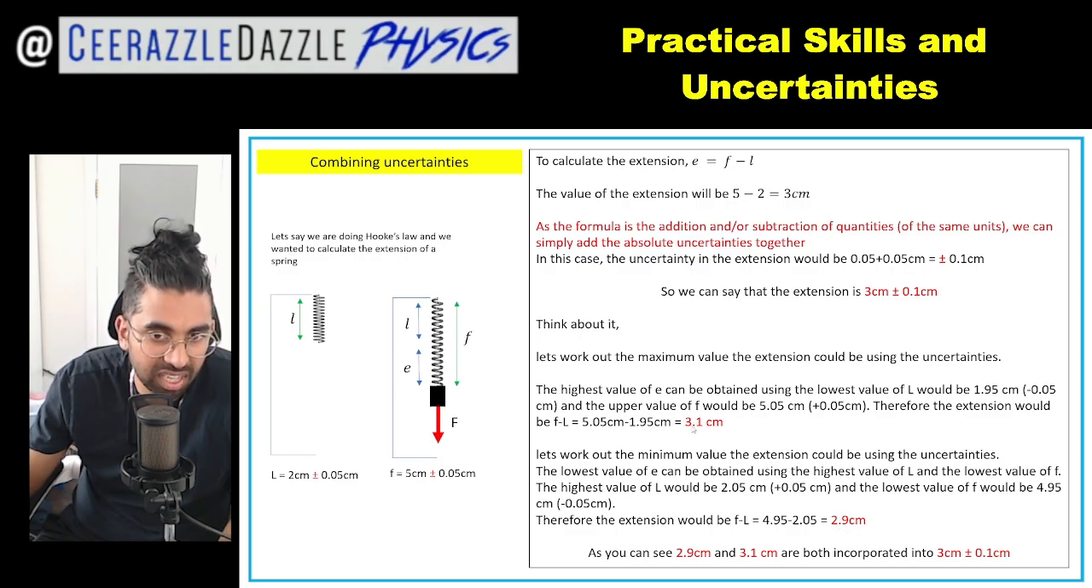So look, you can clearly see that 3.1 centimeters and 2.9 centimeters are both incorporated into our value. We said it already, 3 centimeters plus or minus 0.1 centimeter over here. So obviously that is the upper and lower bound of that value here. And that's why it works out for us.